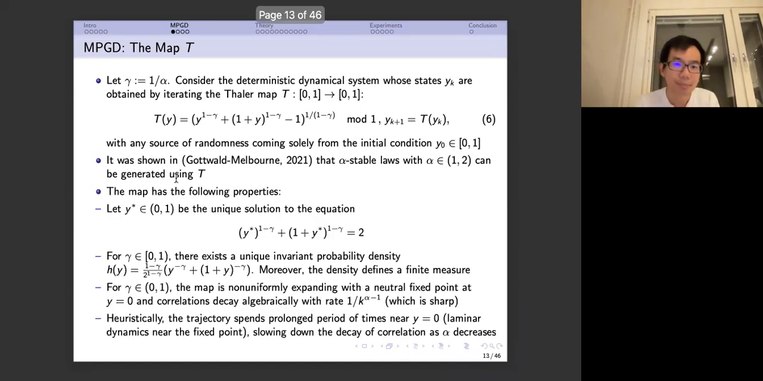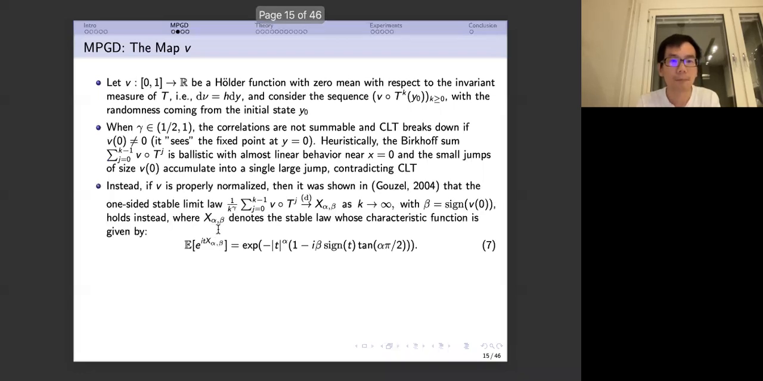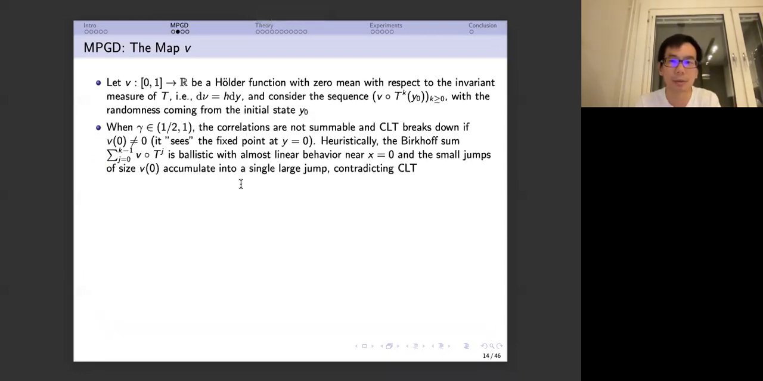Let me just skip this one. I will come back to this later. The main point is that we use this map because we can show that alpha stable laws can be generated using this map. And here are some of the properties that we might not need later, but it's good to know.